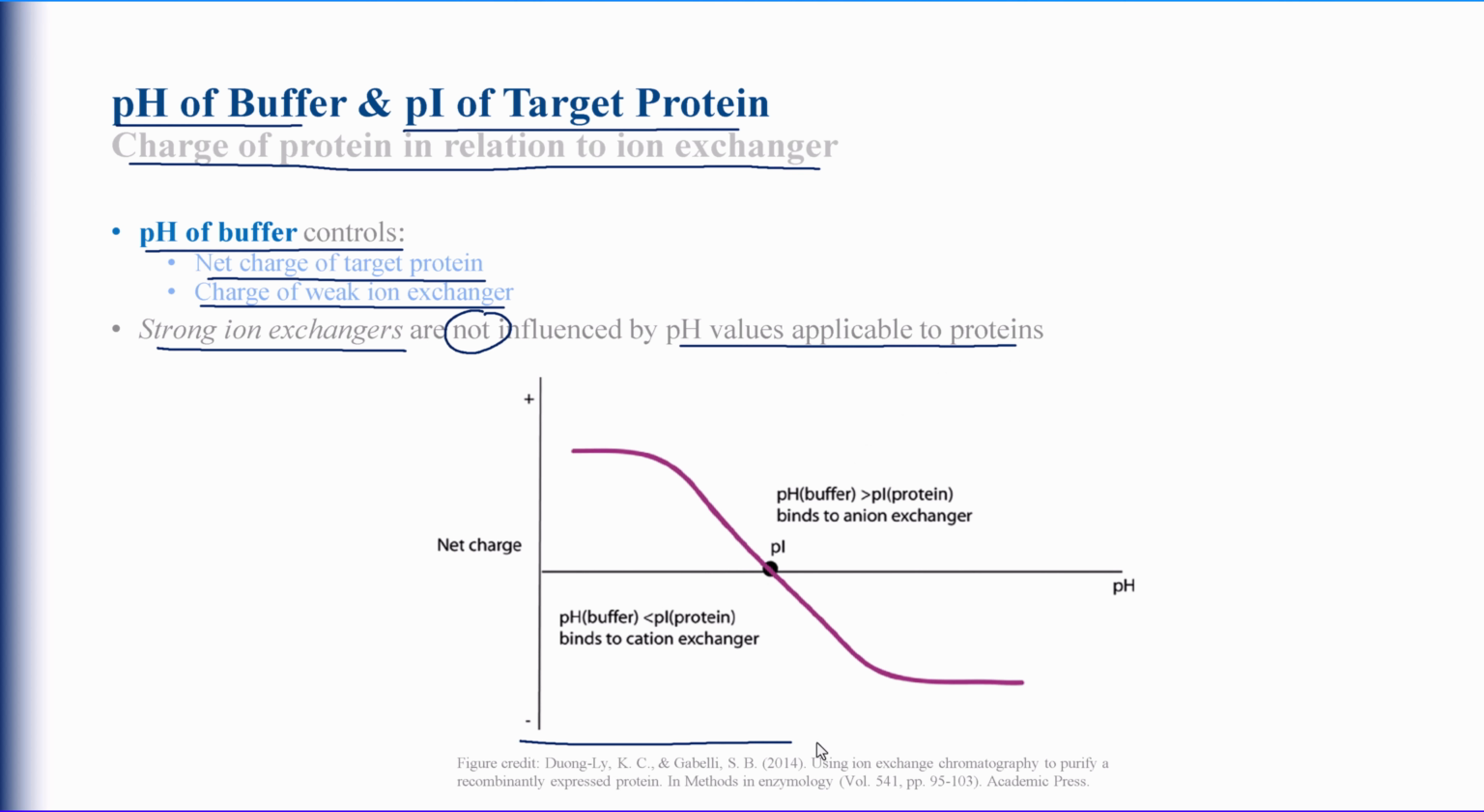So here you can see a figure. You can see the net charge on the y-axis and you can see the pH on the x-axis. Here in the middle, you can see the isoelectric point of a given protein.